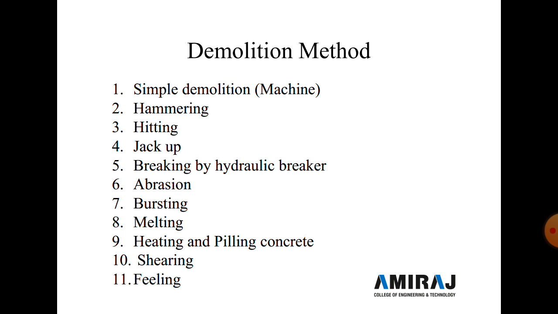Now there are 11 different types of demolition methods. The first one is simple demolition, like by a machine. Second is hammering, so by chisel or hammer the hammering is done, and then after that we demolish the building. Third one is heating. Fourth one is jack-up. Fifth is breaking by the hydraulic breaker. Sixth one is abrasion. Seventh is bursting, and eighth is melting. Ninth is melting, heating and piling concrete. And 10th is shearing, and 11th is filling. So one by one we discuss them.